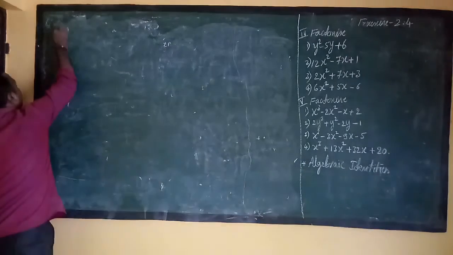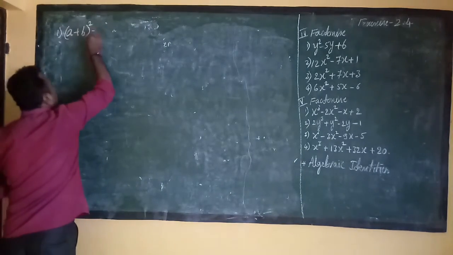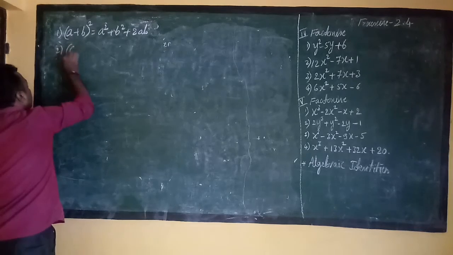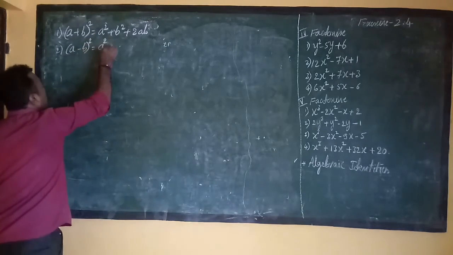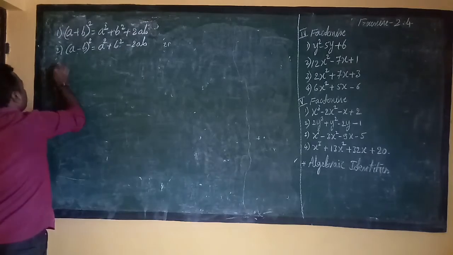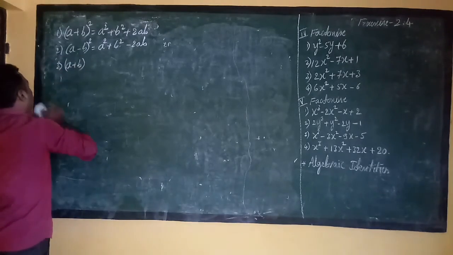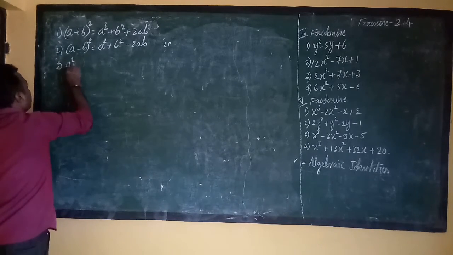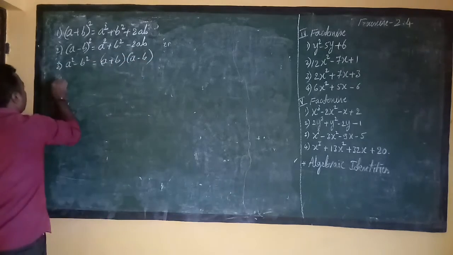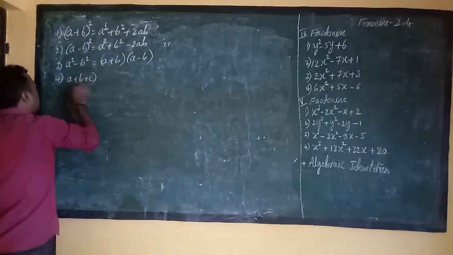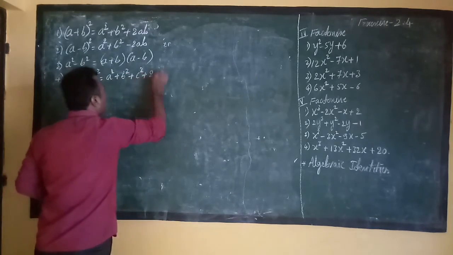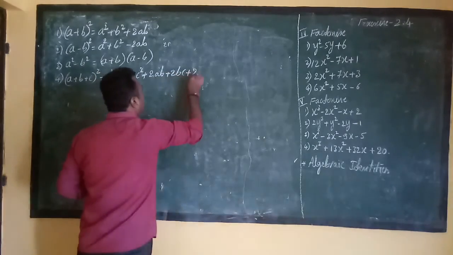First one, a plus b whole square is equal to a square plus b square plus 2ab, which we learnt last year. Secondly, a minus b whole square is the same, a square plus b square minus 2ab, with minus 2ab instead of plus 2ab. Third one, a square minus b square is equal to a plus b into a minus b. Fourth one, a plus b plus c whole square is a square plus b square plus c square plus 2ab plus 2bc plus 2ca.